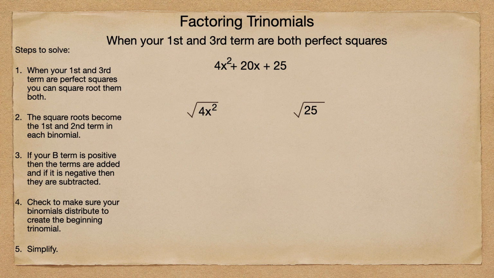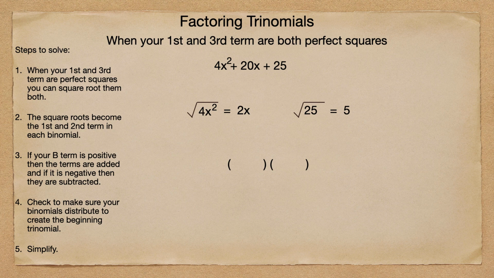So what is the square root of 4x squared? Well, what multiplies by itself to equal 4 is 2, and x times x equals x squared. So what is going to be the square root of 4x squared is 2x. And what multiplies by itself to give me 25 is 5. The square roots become the first and second term in each binomial.